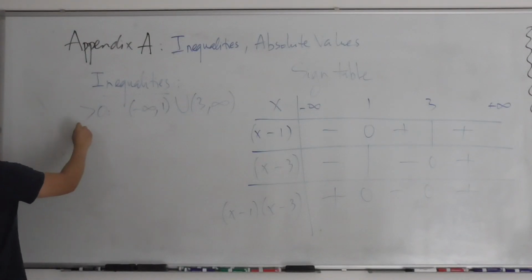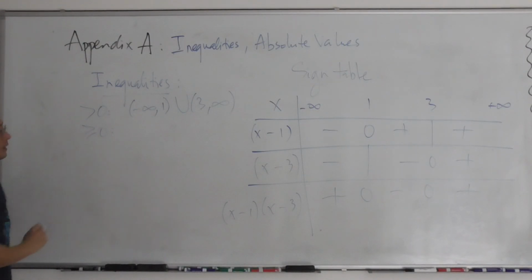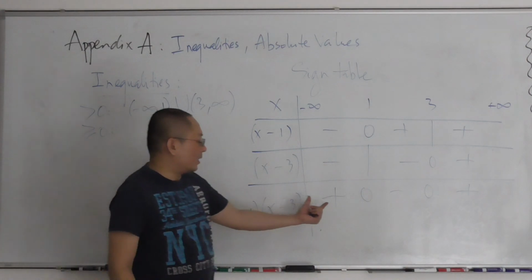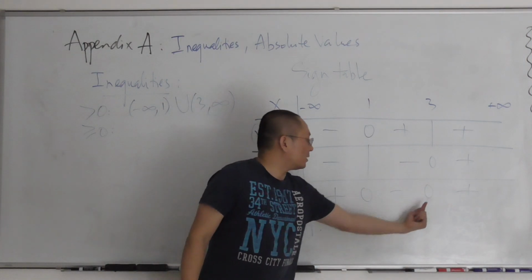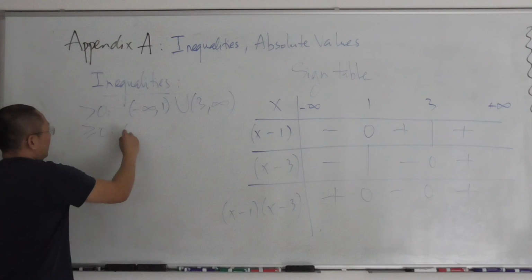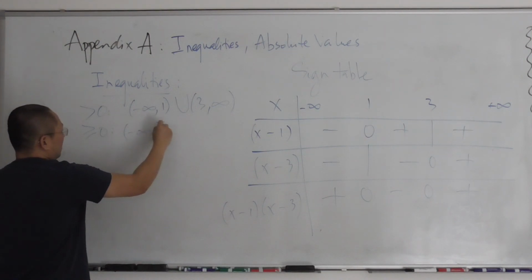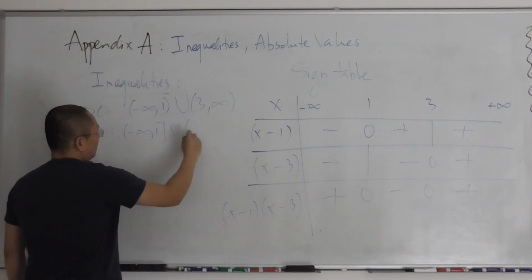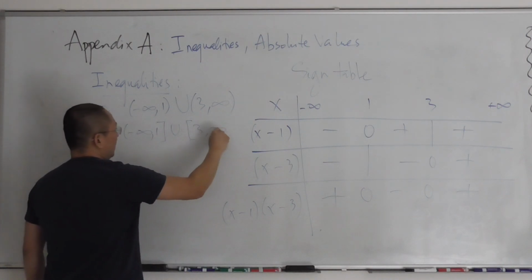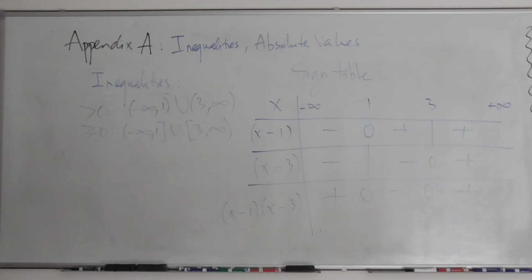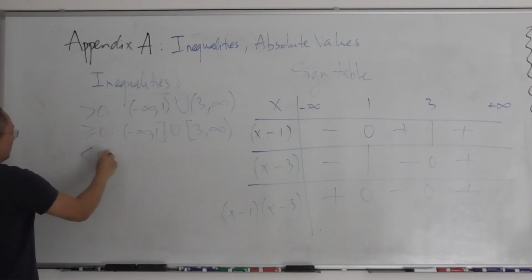What if the question is greater than or equal to 0? Then we don't just count the positive, we include the 0 in here. So negative infinity to 1 with a square bracket, and then union. Oh, this one is going to be a square bracket again. 3 to infinity.